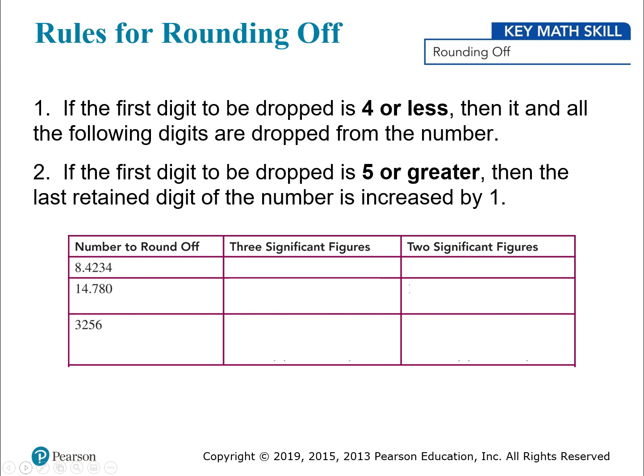Let's just do some examples. We've got 3 numbers here that we're going to round off to 3 significant figures and 2 significant figures. I'll do 3 sig figs in black and 2 sig figs in purple.